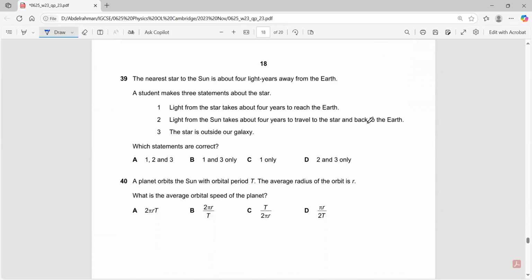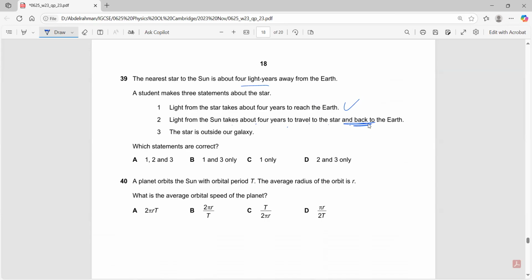The nearest star to the Sun is about 4 light years away from the Earth. A student makes 3 statements about the star. Light from the star takes about 4 years to reach the Earth. Yes, 4 light years away, so this seems right. Light from the Sun takes about 4 years to travel to the star and back to the Earth.